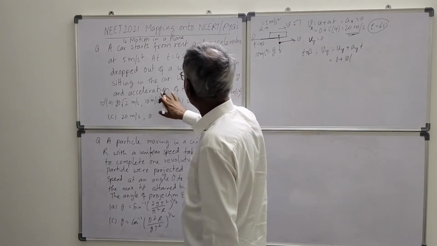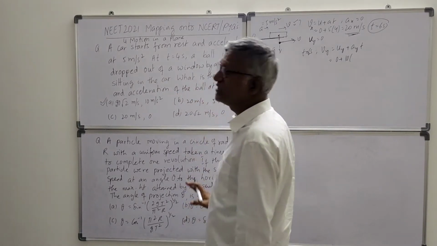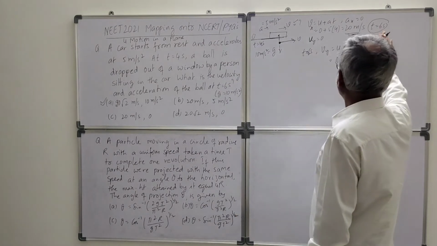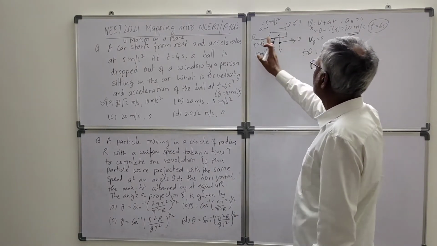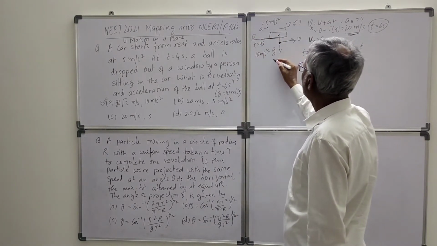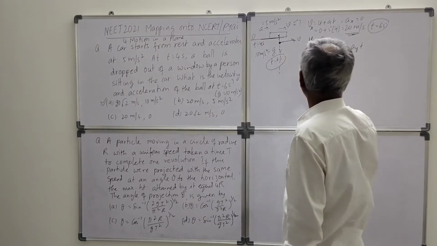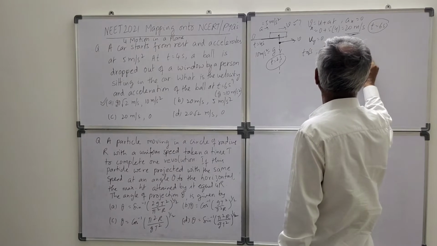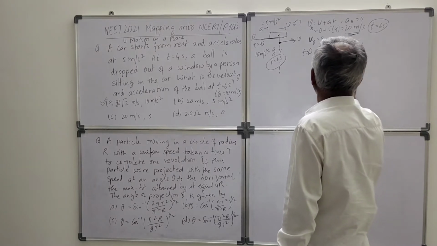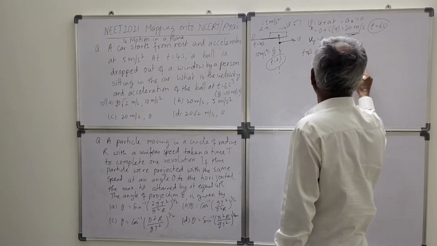What is the velocity and acceleration of the ball at t equal to 6 seconds? So 6 seconds he is asking. Initially 4 seconds are gone, so t is equal to 2 seconds of travel after that. So here, the velocity is 20 meter per second.